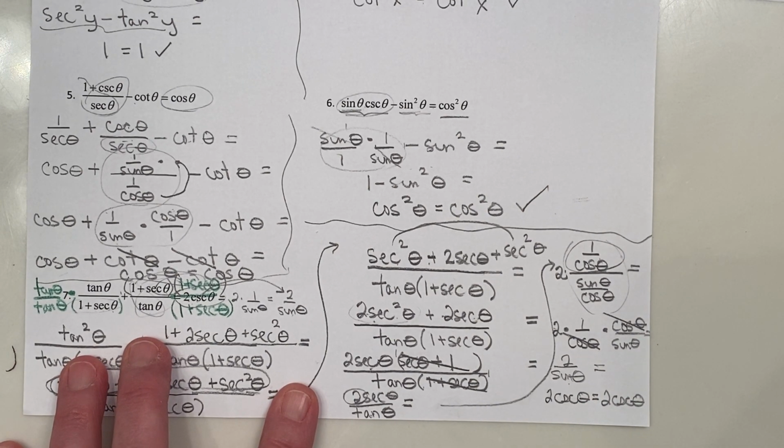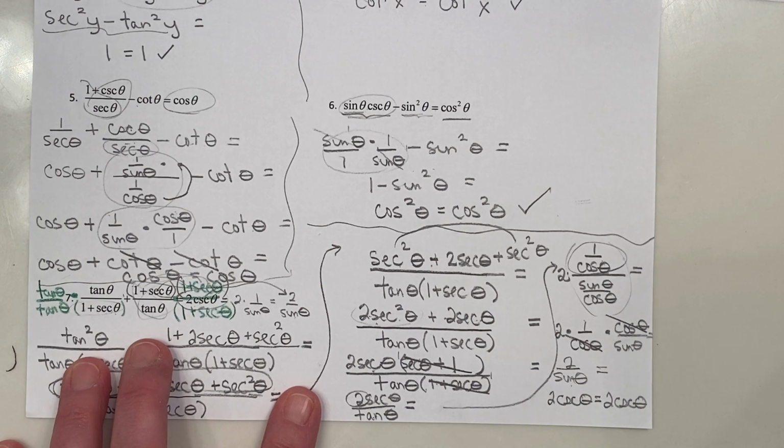So sometimes proving or verifying trigonometric identities is a quick 1-2 step and you're out, and sometimes it requires perseverance. Thanks for hanging in there.